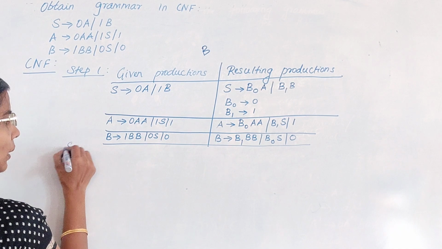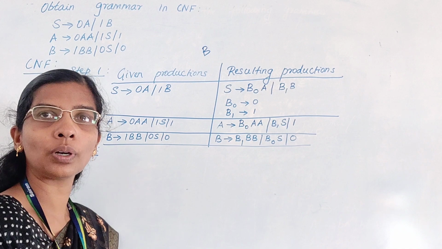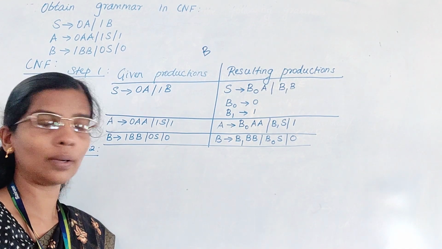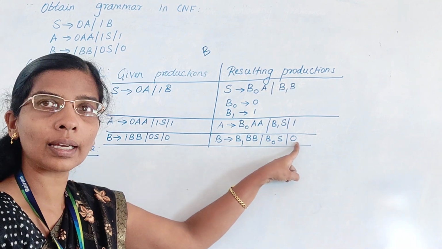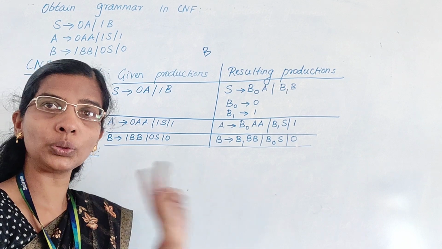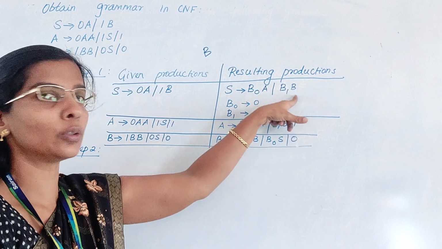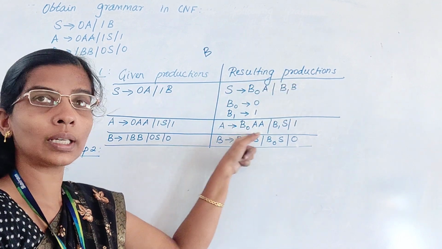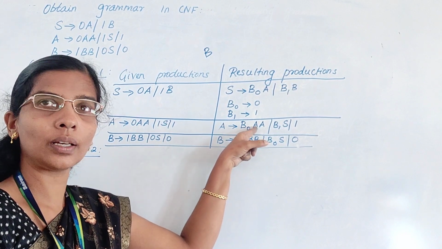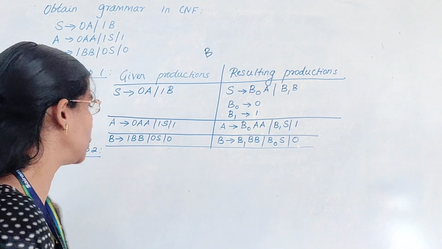Next, grouping. Why should I go for grouping? Because according to CNF, I can have a single terminal. If it is a non-terminal, I should have only 2 non-terminals. See, now you check here, I have 2 non-terminals, fine. Here you check, I have 3 non-terminals. So this is not in CNF form, so I have to group. That grouping I do in step 2.